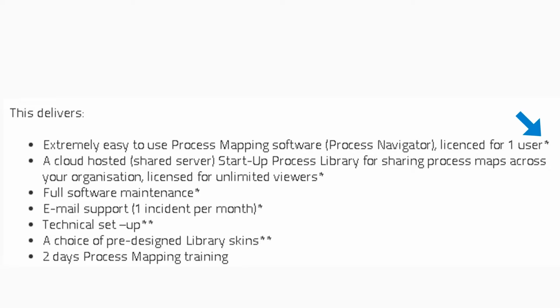If a feature has a single asterisk beside it, that means that this feature is included in the annual software license subscription. If it has a double asterisk next to it, that means it's included in onboarding services, which are only required for the first year. So, let's run through the features of the startup system.